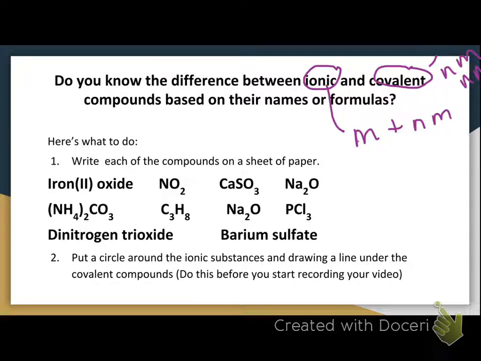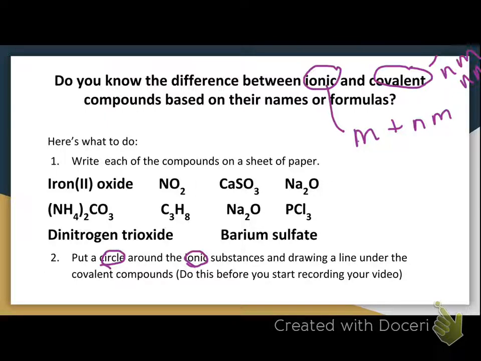Okay, so this first one asks, how do you know if a compound is ionic or covalent? So what I want you to do, I have 1, 2, 3, 4, 5, 6, 7, 8, 9, 10 substances here, and I want you to tell me which one is ionic and which one's covalent. So we're going to put a circle around the ionic substances, and then we're just going to draw a line under the covalent compounds. Okay, so if you're going to do a Flipgrid, I would go through this process and get this paper ready to go so that you don't waste time in the video doing it. So put these on a piece of paper.